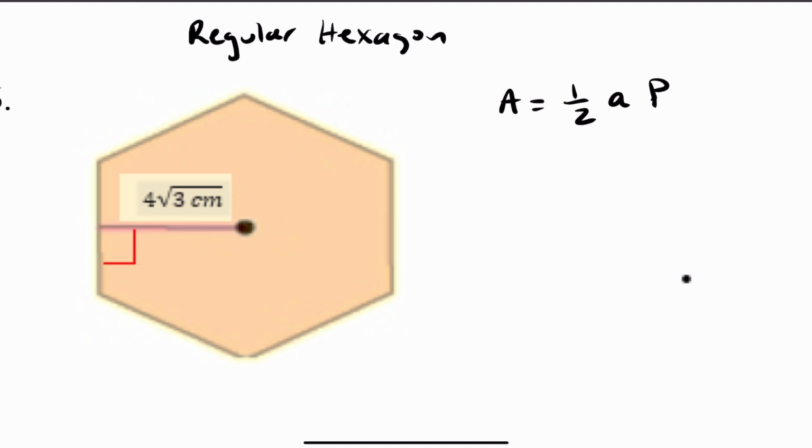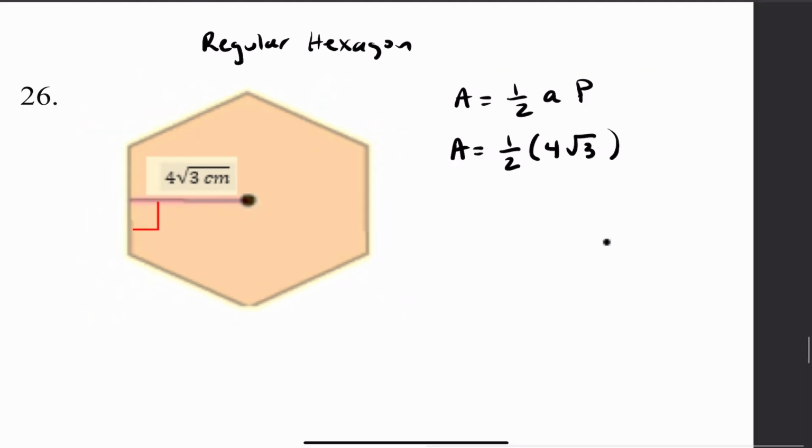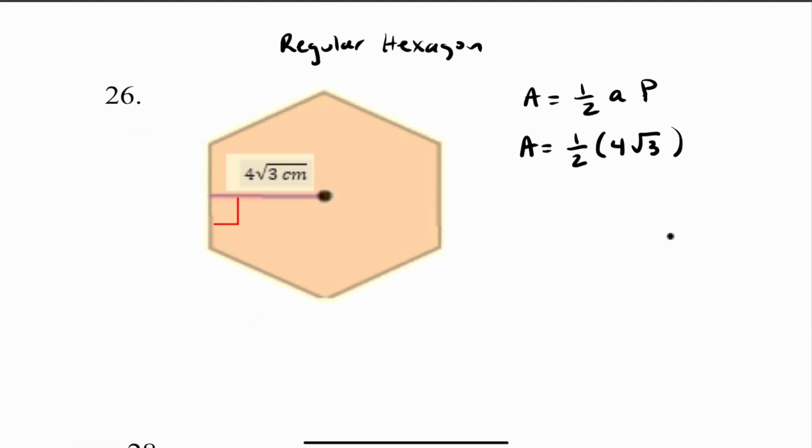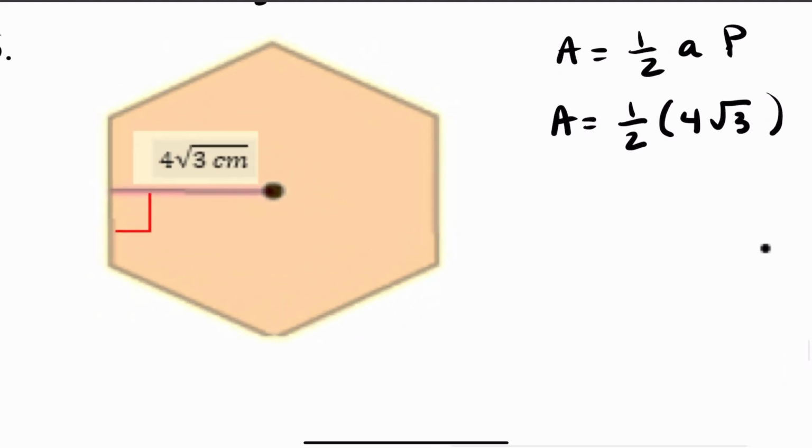Okay, we know the apothem, that's actually a given. It's A equals 1/2 of 4 root 3. But we don't know the perimeter of the hexagon. So what I need to do is solve for one of the sides here. And I'm going to do that by creating a central angle. So from the center to 2 consecutive vertices here, we have a central angle.